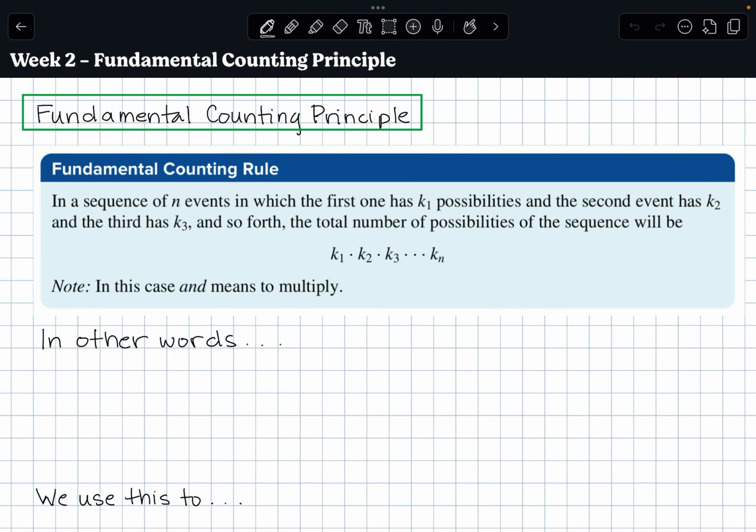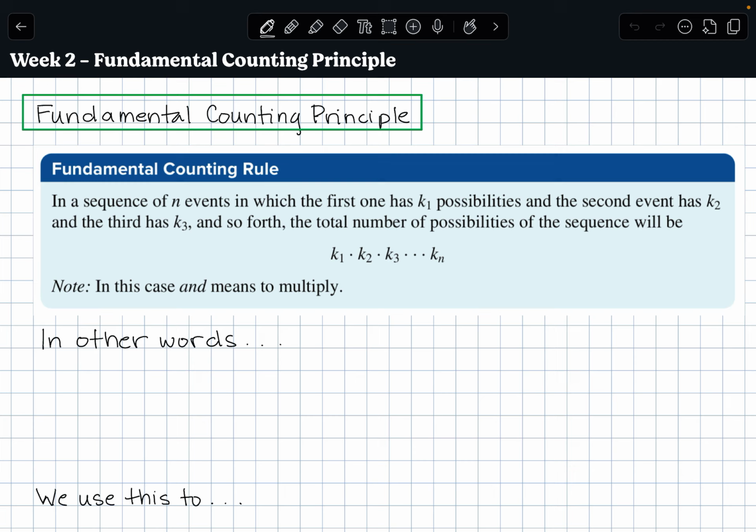In this video, we're going to talk about an important statistical tool when discussing probability called the fundamental counting principle. The fundamental counting principle says in a sequence of n events in which the first one has k1 possibilities, second event has k2 possibilities, third event has k3, and so on, the total number of possibilities of the sequence will be k1 times k2 times k3 all the way to kn. In this case, and means multiply.